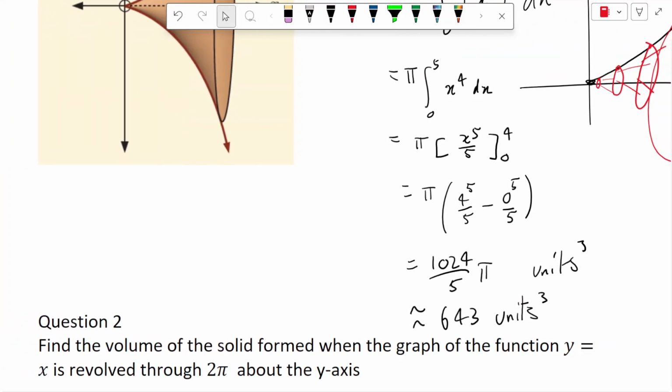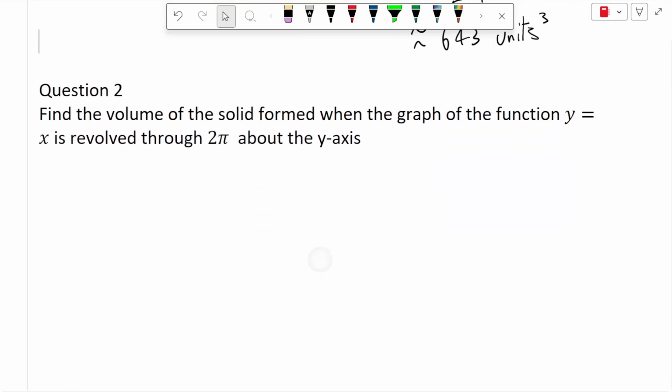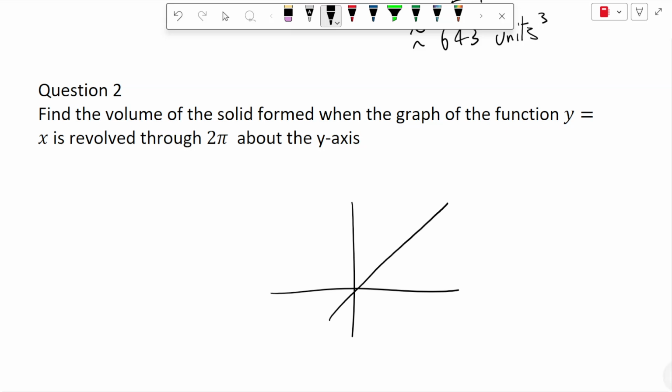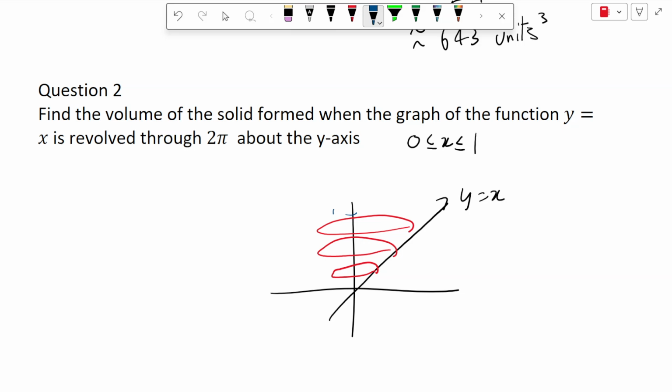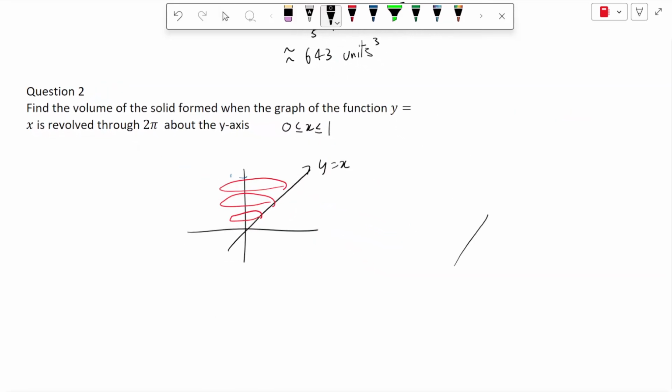Okay. Now, find the volume of this. So this is y equals x. So there it is, y equals x. We're rotating through the y-axis. So we're actually coming around the y-axis here. And this should be between 0 and 1. So we're going to go up to 1 on the value here. And you might be wondering, well, what shape does this make? We probably know this shape. Like an ice cream cone kind of shape. So that's what we're trying to calculate the volume of.